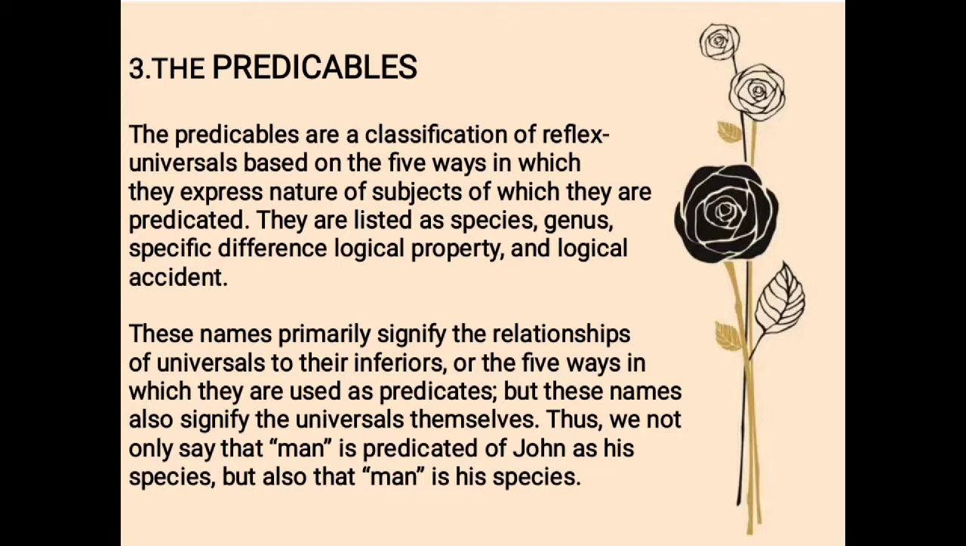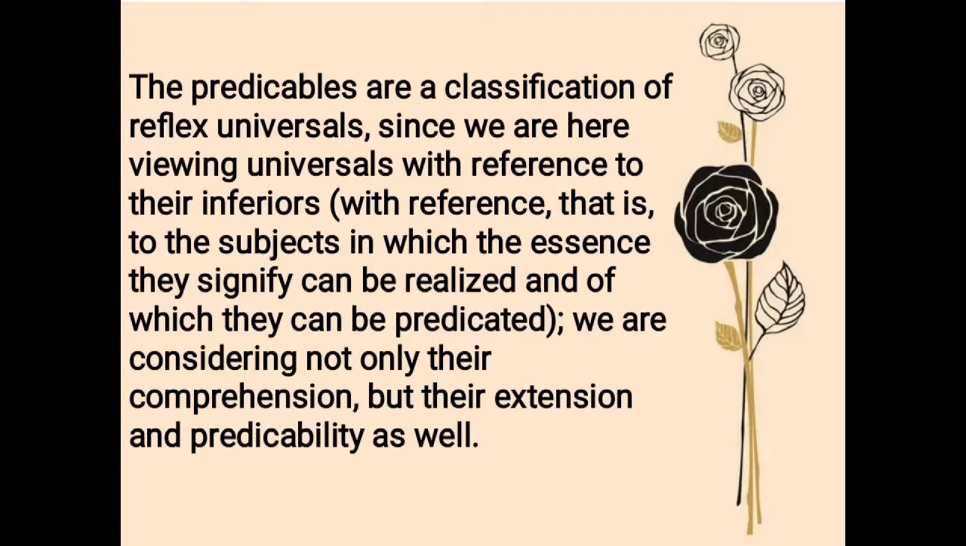Such predication manifests a formal perfection of the subject, and otherwise unexpressed determinations, and is opposed to mere predicates of identity. It is also things that can be predicated of many, whatever they are, by their own nature, be they universal words, concepts, or universal entities. So the predicables are classifications of reflex universals, since we are here viewing universals with reference to their inferiors.